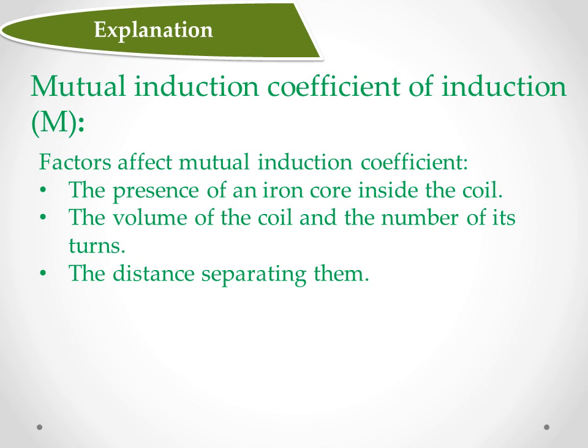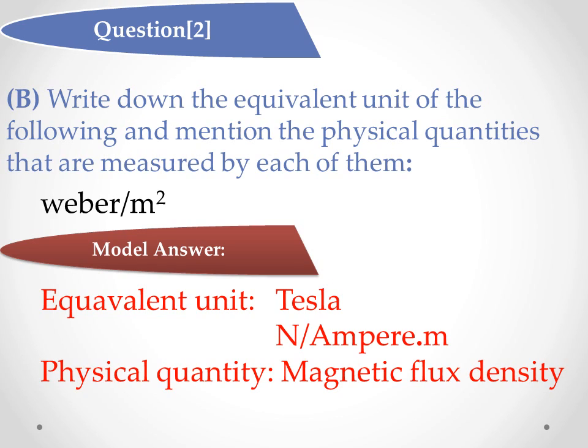Factors affecting mutual induction coefficient: the presence of an iron core inside the coil, the volume of the coil, and the number of its turns. The distance separating them.